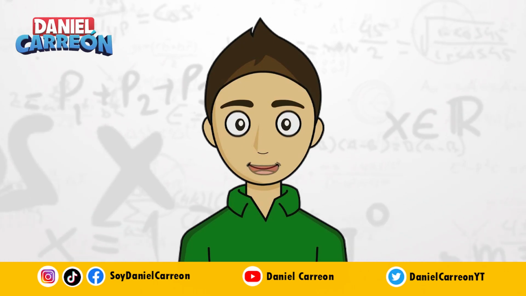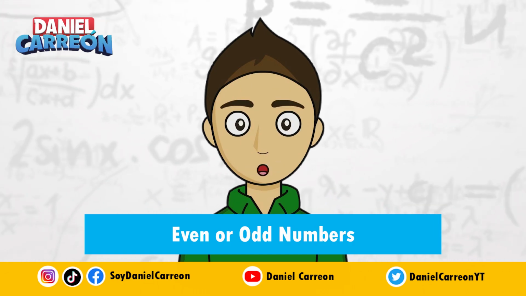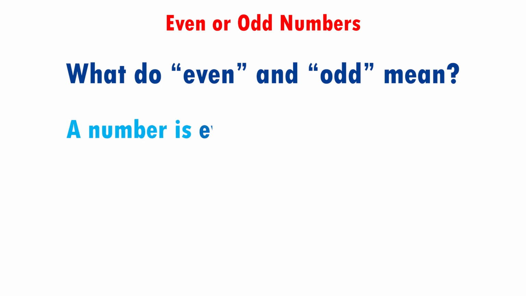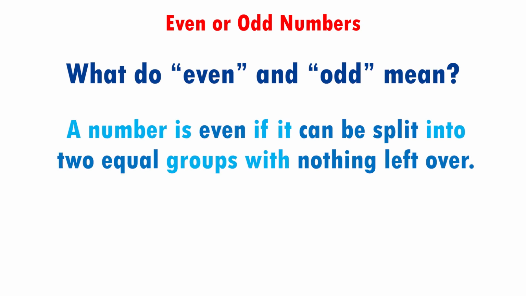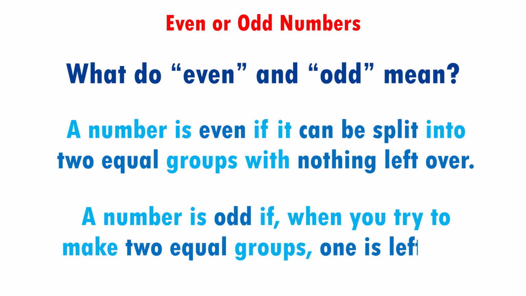Today we're going to learn how to tell whether a number is even or odd. So pay close attention. What do even and odd mean? A number is even if it can be split into two equal groups with nothing left over. A number is odd if, when you try to make two equal groups, one is left out.